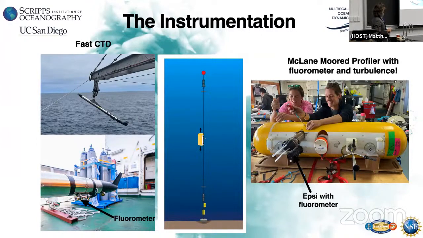So this is called the Fast CTD, and it's one of our turbulence profilers. We have a fluorometer on there that allows us to measure the dye in situ. So we can make these really highly resolved measurements of the dye. We also had something called a moored profiler that we put in the water to also measure the dye and the turbulence. And so basically it's crawling up and down this wire here with a fluorometer as well and a turbulence instrument, this epsilometer that we built. And so that's also detecting the dye. And we'll show you how that actually helps us interpret the dye patterns.